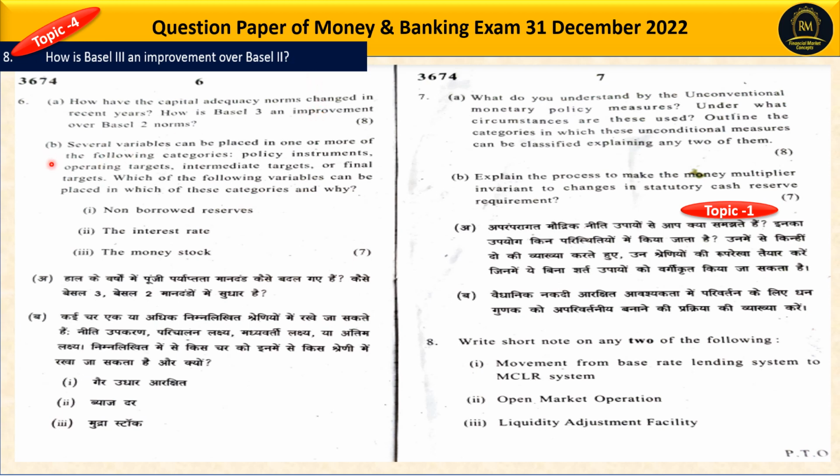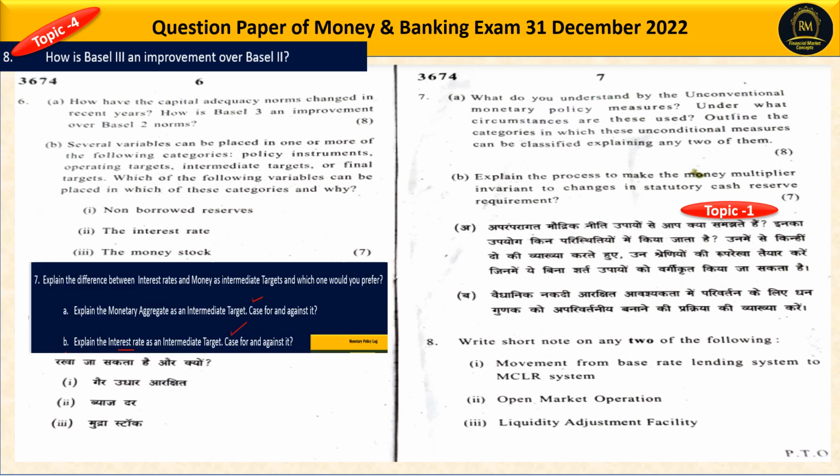Now coming to part B. Several variables can be placed in one or more of the following categories: policy instruments, operating targets, intermediate targets, or final targets. Which of the following variables can be placed in which of these categories and why? So you have been given 3 variables: non-borrowed reserve, interest rate, and money stock.